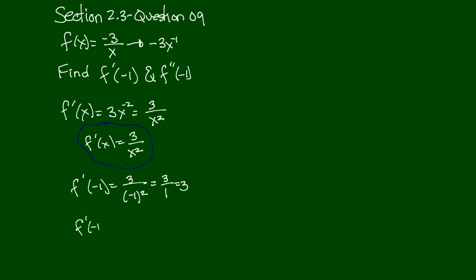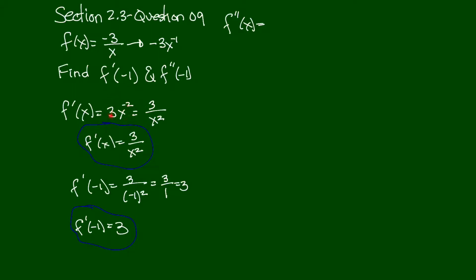So f prime of negative 1 is 3, and let me get that in a circle so I don't lose it. And here's our second derivative. F double prime of x is, now I'm going to work from this one. I want the derivative of the derivative, and I'm going to work with this one right here. But I'm going to bring that x to the negative 2 up. So really I'm working with this one right here. This is the most convenient form.